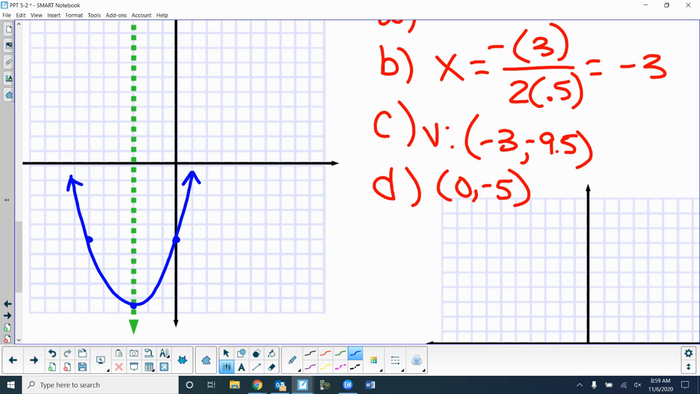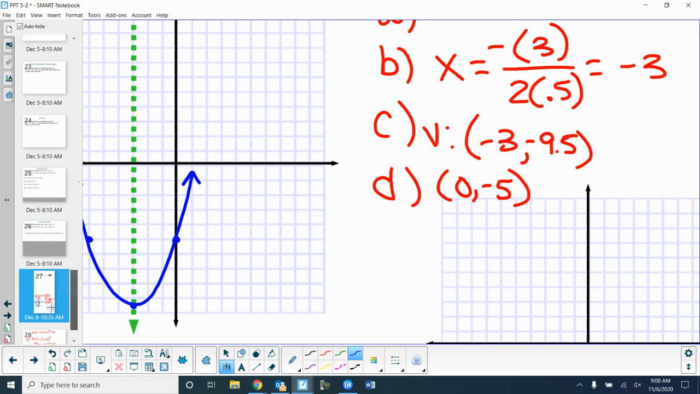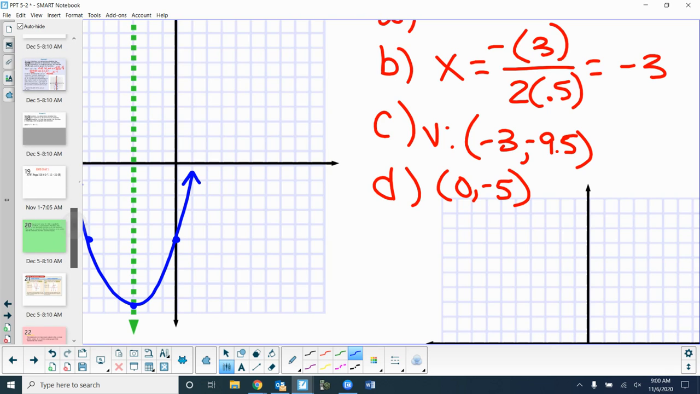Do I need to go over any more of those? Did that help? Yes. Because I saw lots of question marks, but at least you kept trying, the ones that did. Which is all I'm asking, you try. All right, so today, we're going to finish this up.